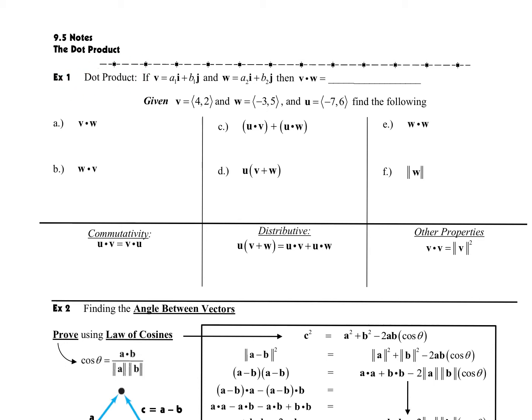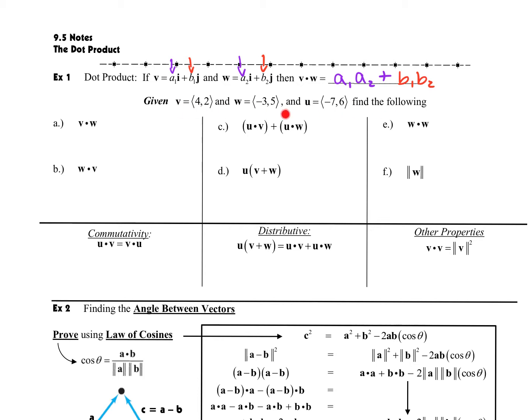So looking at the dot product here, we're given two component forms of our vectors, and the dot product is actually much simpler than it might seem. What we're going to do is take each of the A components and multiply them, hence the name product. So A sub 1 times A sub 2, and then we are going to add that to the product of the coefficients on the J component, so B1 times B2. So you'll have a single number as your final answer.